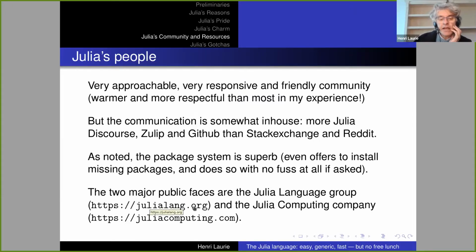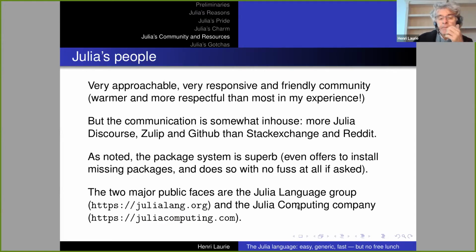So there's julialang.org, which is what you might think of as the open source aspect of Julia, but there's also a Julia computing company, which in a certain sense is the same people. The core of the people in Julia Lang are the founders of Julia, and they're also the core of the Julia computing company. Many of the people who joined Julia very early on are still with Julia, and they are employed by the Julia computing company, and they're also very active in julialang.org.